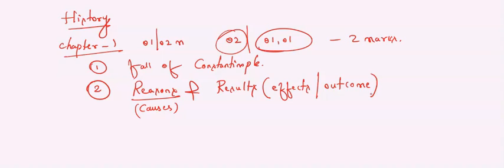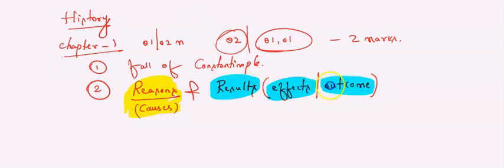Okay, reasons we also call causes. Reasons has one more name, causes. Similarly, what is another name for results? Effects and outcome. They can give any of these words, but meaning is same. Okay, take down. Mention the reasons and results for the Battle of Plassey. It's an important question.